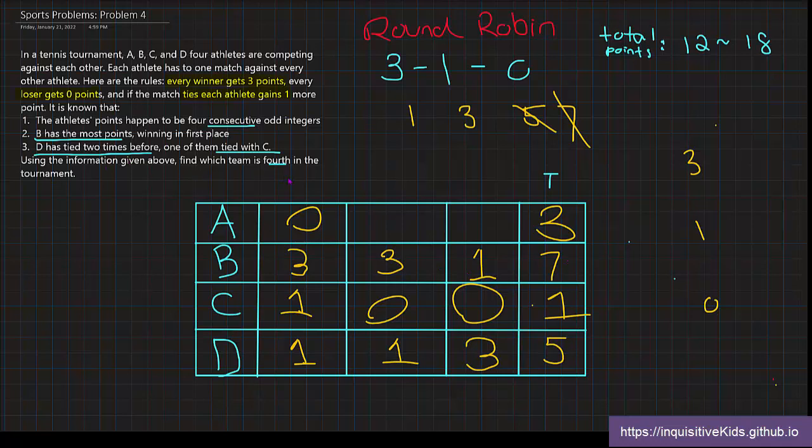And we're trying to find which team is 4th, meaning which team has the least number of points. That would be 1, and the athlete that has 1 point is C. So which team is 4th in the tournament? That would be athlete C.